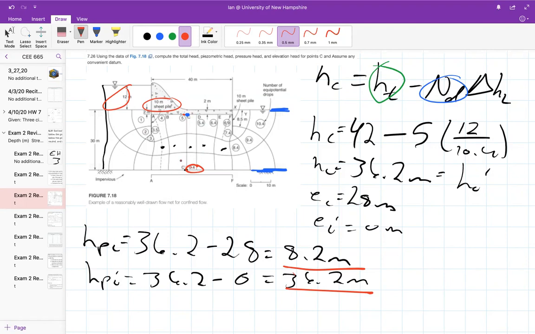Because C and C prime are pretty much in close relation to each other. So it's the difference between, like, because you got this dip here. But piezometric head.